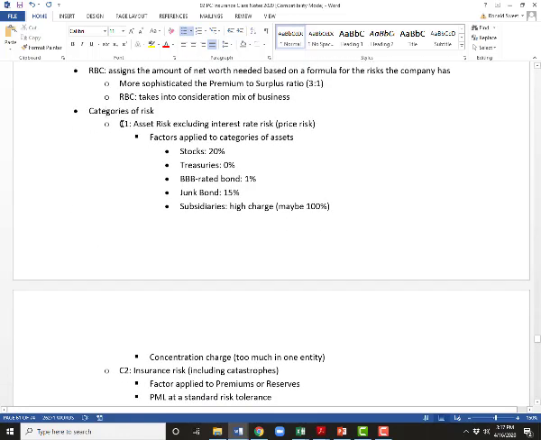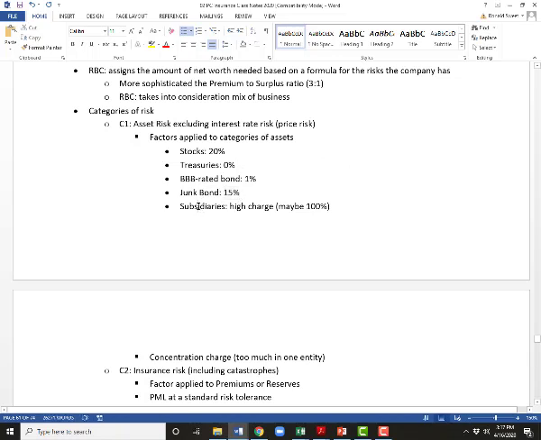So remember the categories of risk. C1 risk is your asset risk. It's not talking about the price risk of bonds related to interest rates, but it's looking at bonds from a standpoint of credit risk. That's why treasury prices do fall when interest rates rise, but they're looking at credit risk, the risk that they go insolvent. So you can see BBB bonds have a 1% charge. You have to have $1 of net worth for every $100 you have in BBB rated bonds. Junk bonds is 15%, so you have to have $15 for every $100 in junk bonds you have.